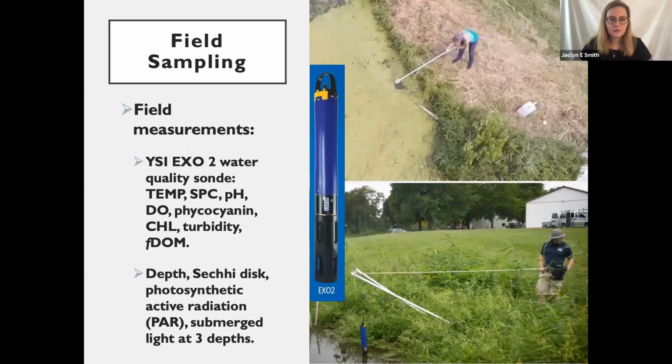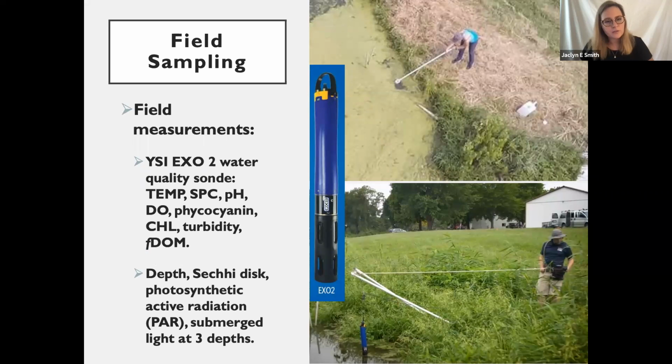So in the field, lots of measurements were taken. Majority of them came from our YSI EXO2 water quality sonde. So this collects temperature, specific conductance, pH, dissolved oxygen, phycocyanin, turbidity, fluorescent dissolved organic matter, as well as chlorophyll measurements.